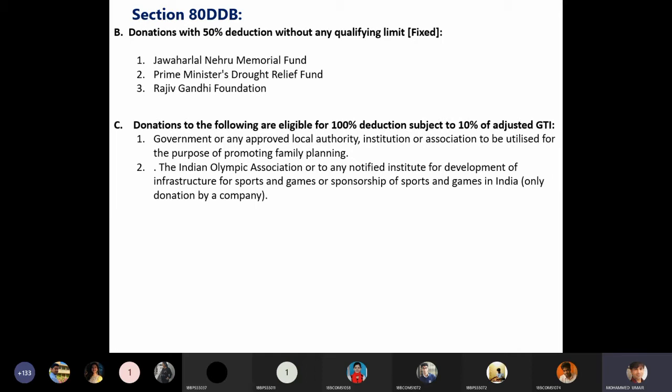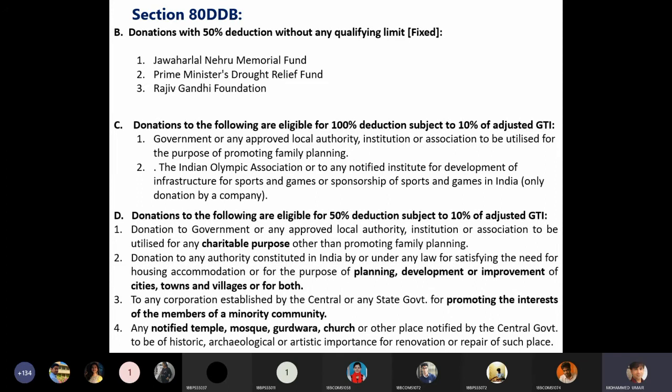So only donation by a company. So individuals cannot give donation to these organizations. Next, you have donation which qualifies for 50% deduction after comparing it with 10% adjusted GTI. So this includes donation given to local authority, institutions or association for charitable purposes, but it has to be approved by the Income Tax Commissioner.